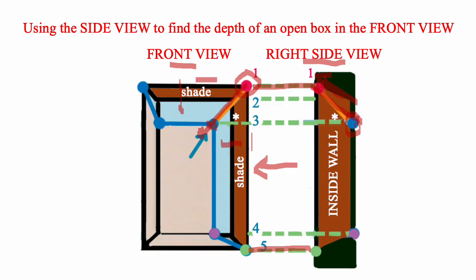That's as far as the light can go. So transfer that position over to the front view and you find the point we're trying to find. Then you don't need the side view anymore. You can go vertically down to the edge and then to the corner. And to check your work, you can make sure that number 4 here lands in the same position as number 4 on the side view.